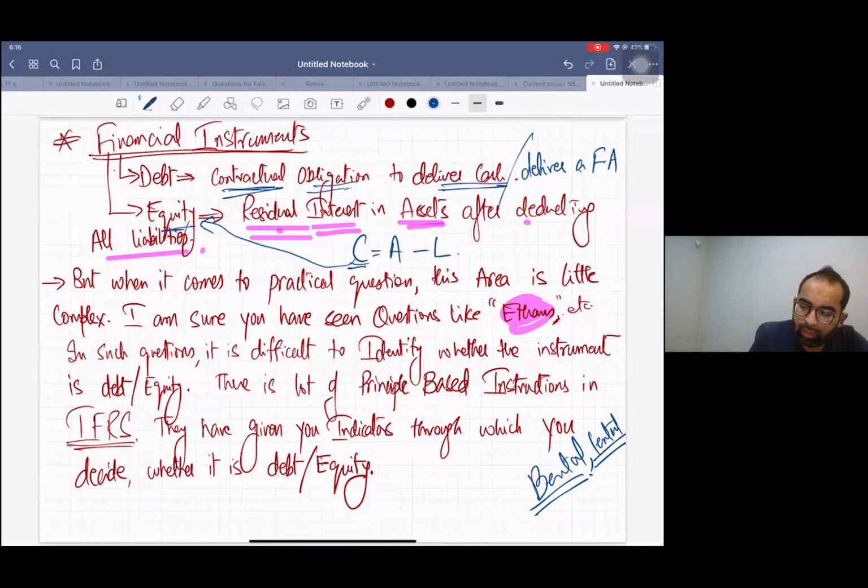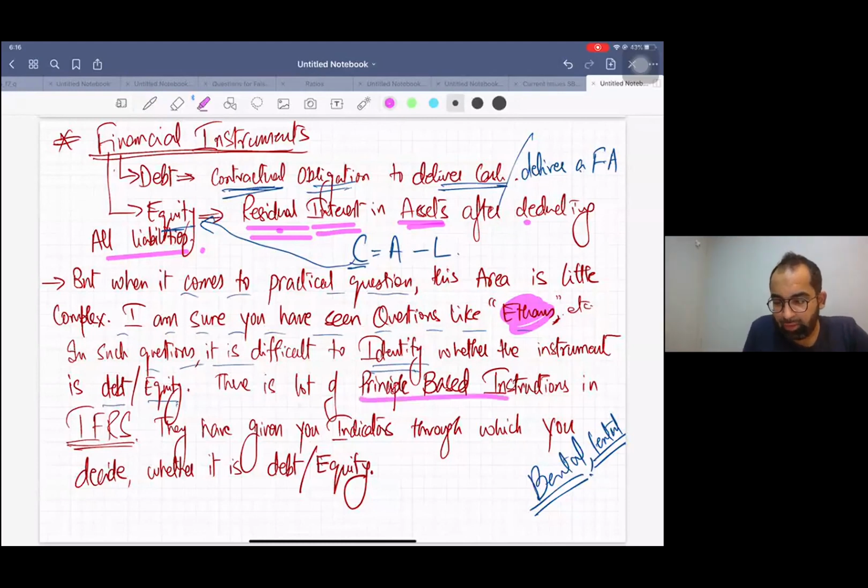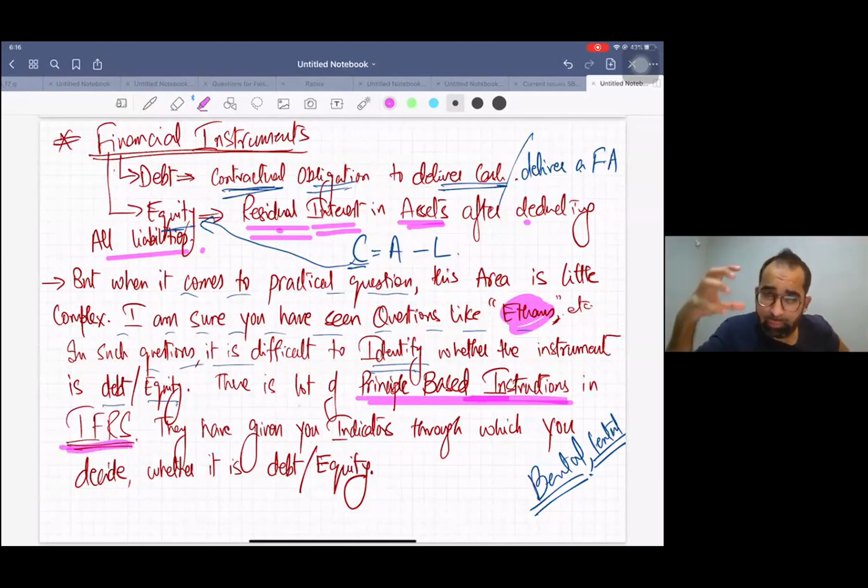Now read. When it comes to practical questions, this area is a little complex. I'm sure you have seen questions like Athens, etc. In such questions, it is difficult to identify whether the instrument is debt or equity. There is a lot of principle-based instruction in IFRS. Now I have a question. Right time, right wording. Do you guys know the difference between principle-based and rule-based? Tell me. Comment, please. Principle-based and rule-based. Come on, comment.